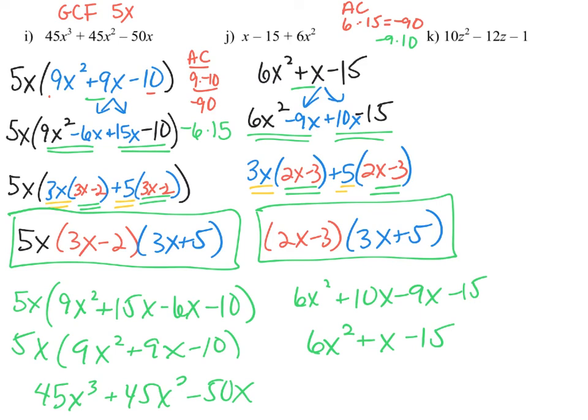In example K, the trinomial is 10z squared minus 12z minus 1. Let's begin using the AC method, where a is equal to 10 and c is equal to negative 1. The product is negative 10. Now we list all the pairs of factors of negative 10. We have negative 1 times 10, negative 2 times 5, negative 5 times 2, and negative 10 times 1. Now the problem here is that none of these pairs of factors will add up to that middle term. So in this case, we can say that this polynomial is prime, which means it cannot be factored.